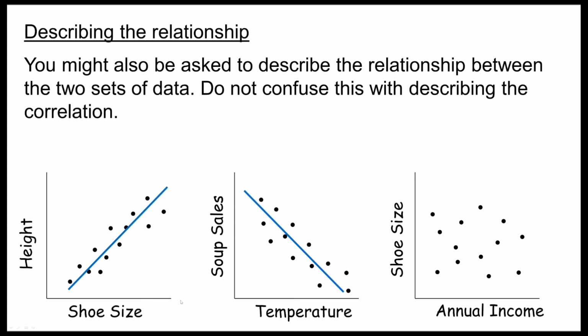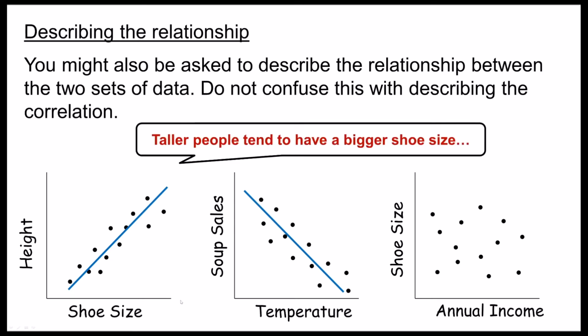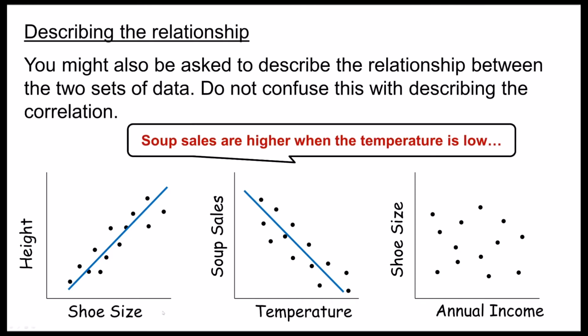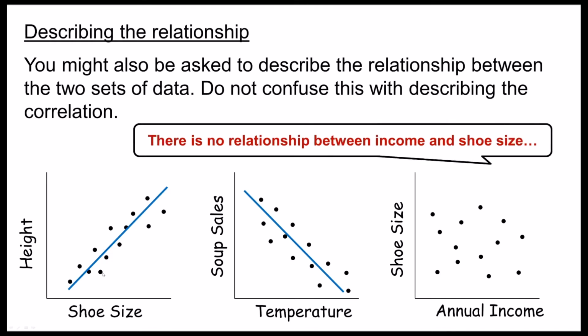In my first example, we could say taller people tend to have a bigger shoe size. That's because it has a positive relationship, and therefore as shoe size increases, so does the person's height. In the second example, we could say soup sales are higher when the temperature is low. That's because as soup sales increase, the temperature decreases. In the last example, we could say there is no relationship between income and shoe size. That's because there's no correlation.